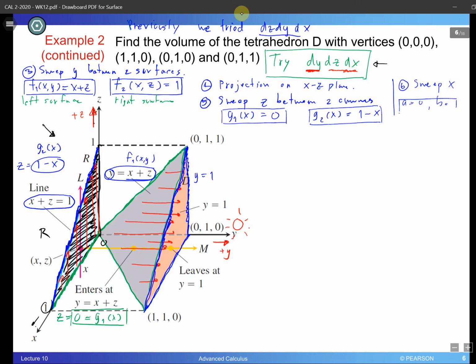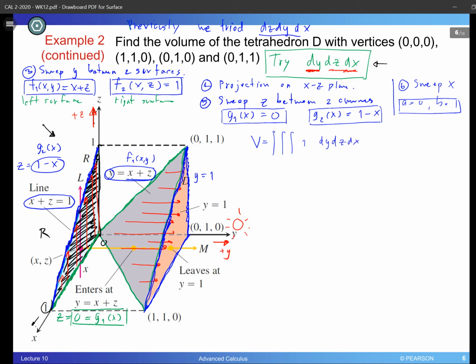Since I have limited space, I'm going to squeeze things into this one slide. So it's going to be this. V, again, is going to be equal to the triple integral of this same function, 1, because we want to find the volume. And we try this order, dz, dy, dz, dx. And we found all the information.